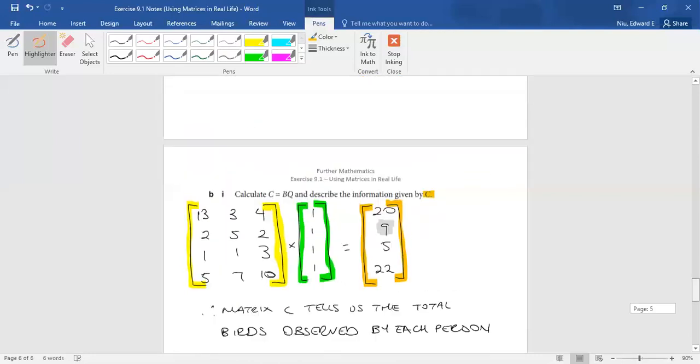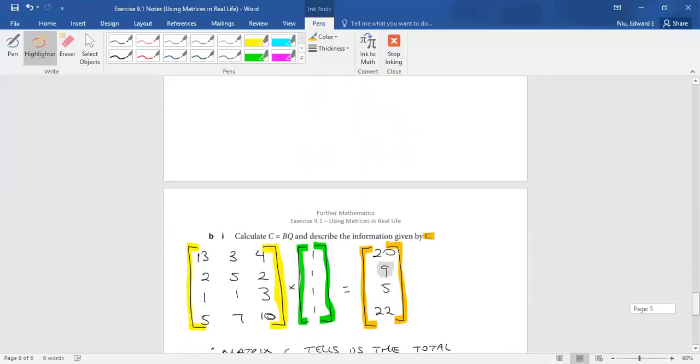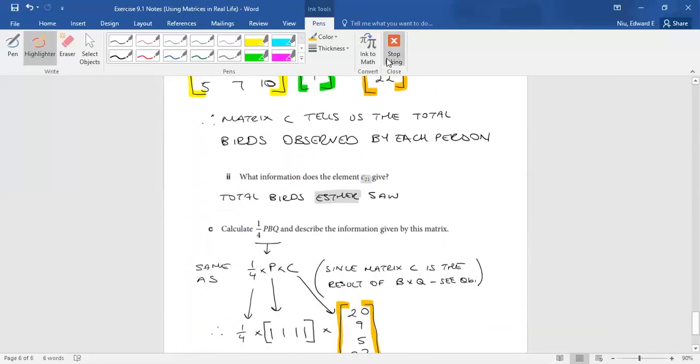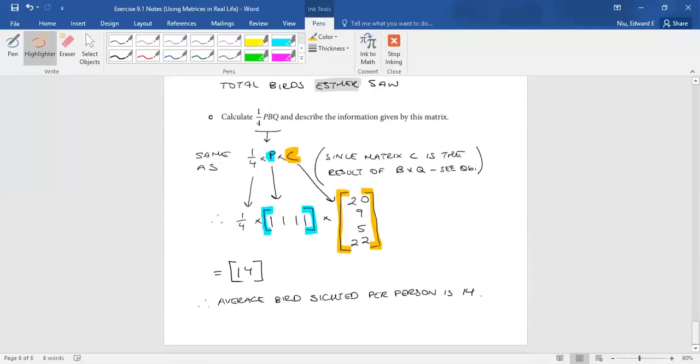The row matrix, what color did it have? That's cyan, or light blue. So this was a light blue matrix. That's the gold matrix. And what we get once we've put that into our CAS is the answer of 14. What this means is the average bird sighted by each person is 14 birds on their trip to wherever they went to go see birds.